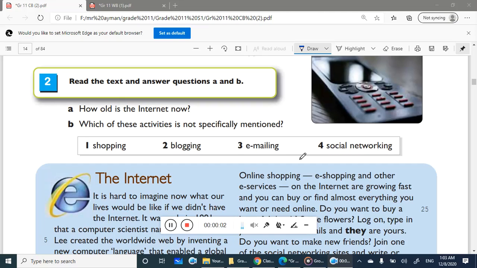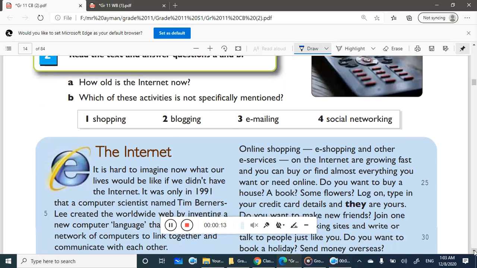And now let us check our answers. So, the first question, how old is the internet? So we can count it together. It was only 1991. So let us count from 1991 till 2020, the year in which we live right now. So I think it is about 29 years old. So the internet right now is about 29 years old.